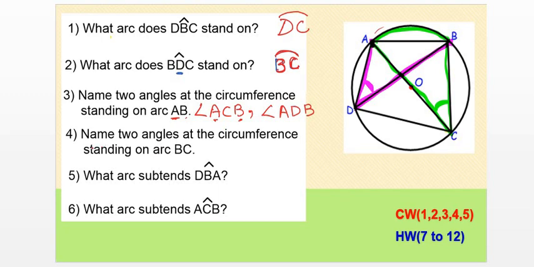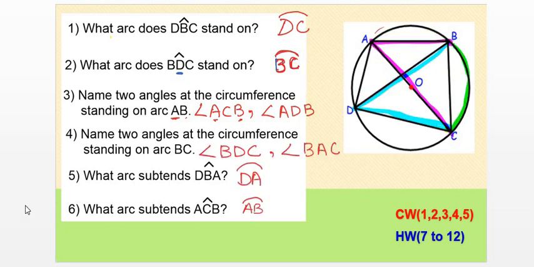Okay, name 2 angles. Now better pause the video here and solve 4, 5 and 6 on your own. So here are all the answers. In question number 4 they were saying name 2 angles at the circumference standing on arc BC. So the best thing is first highlight this arc BC and then check which 2 chords you can make that are meeting.